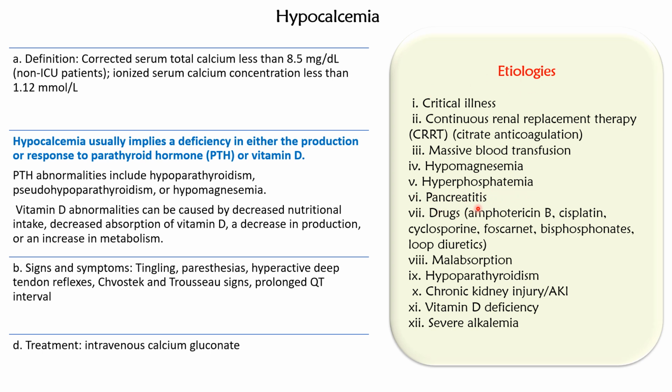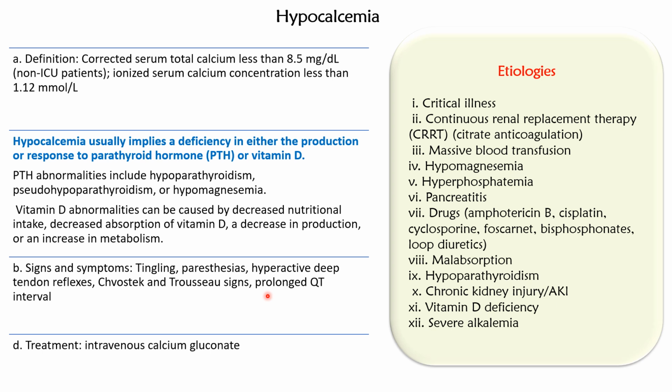Then pancreatitis, drugs such as amphotericin B, cisplatin, cyclosporine, foscarnet, bisphosphonates, loop diuretics, then malabsorption, hypoparathyroidism, chronic kidney injury or acute kidney injury, vitamin D deficiency, severe alkalemia. Then the signs and symptoms of hypocalcemia include tingling, paresthesias, hyperactive deep tendon reflexes, Chvostek and Trousseau signs.